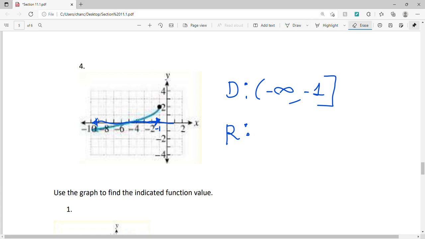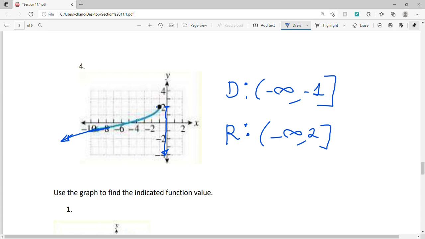What is the range? Well, the graph has a decrease. It goes down forever. So we have to go down forever to see this picture. It has a very slow decrease, but it's going to keep going forever down. So that's negative infinity. And if we go up, we have to stop right here at a square bracket 2. So the range is negative infinity, comma 2.